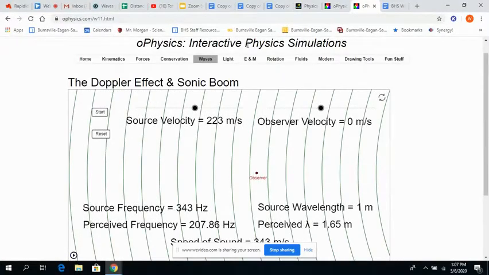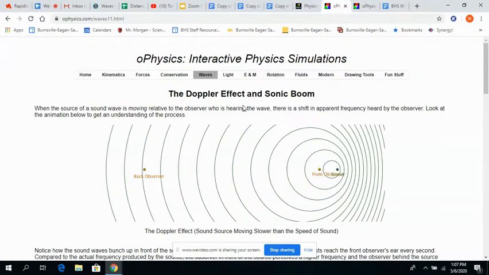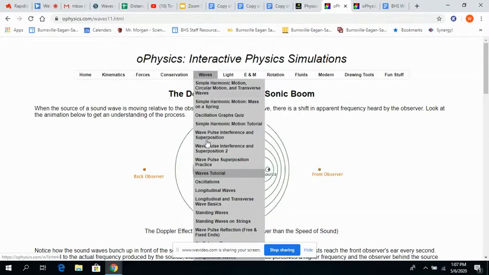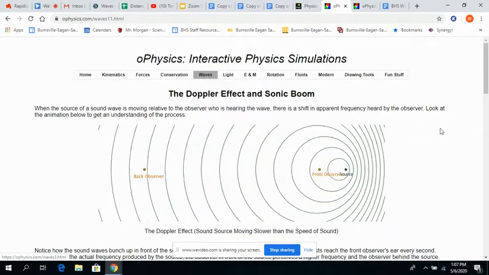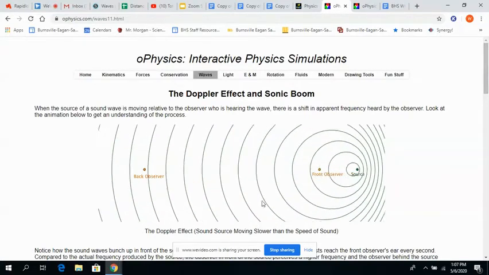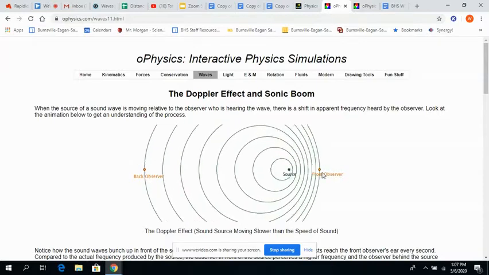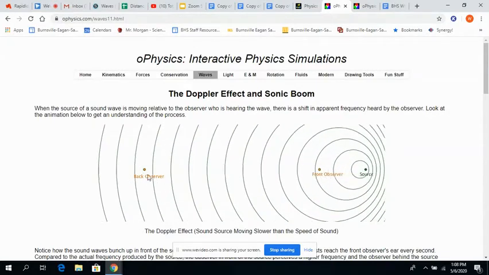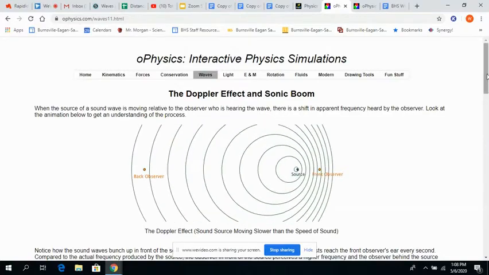Now, this is a simulation that you can do. There's a link in your Schoology folder under Waves. There's another one under Waves here, and I'm going to show you. This one says the Doppler effect and sonic boom. The other one also says the Doppler effect and sonic boom, but you can find it in a different place. If you go to Waves tutorial and then go down to the bottom, but you can find them all. But this also shows you the difference between what the observer in front of the source hears, higher frequency, and the observer behind the source hears, according to the Doppler effect.